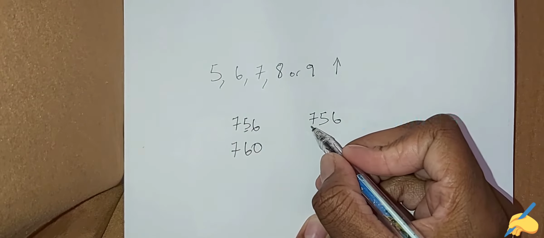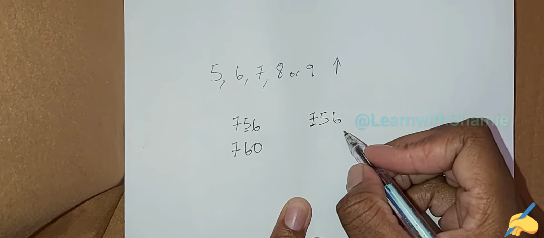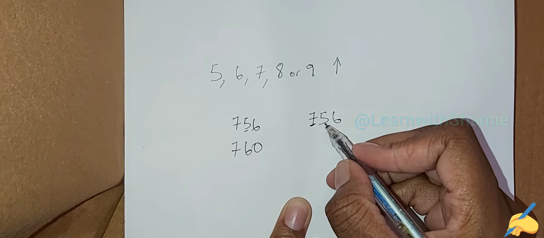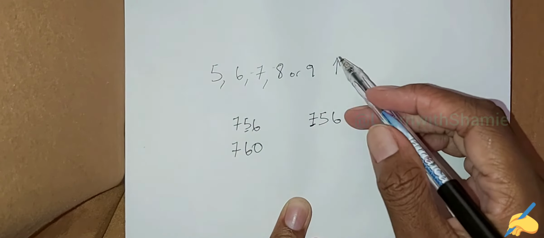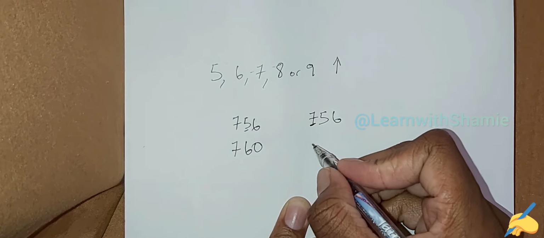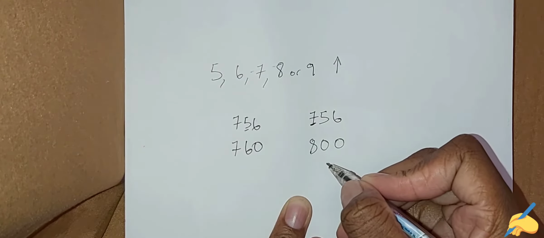I'm going to put the same number over here, 756. Now, we're going to round it off to the nearest 100. So the number following the 7 is 5. So we're going to round the number up. So the new number would be 800.